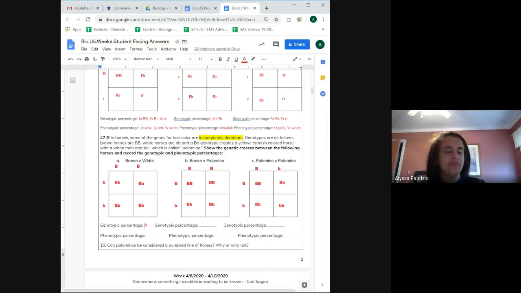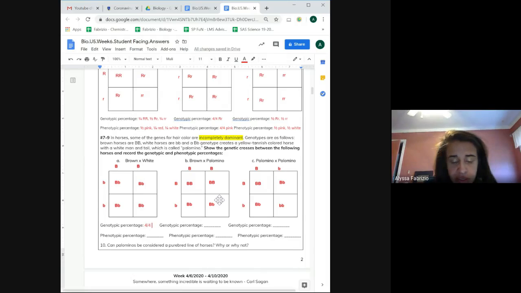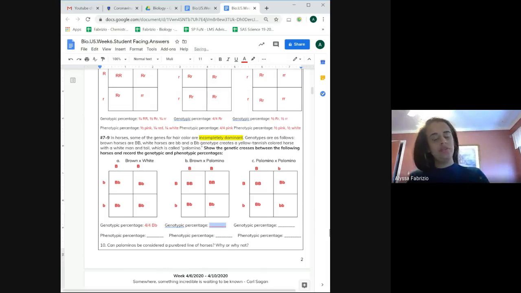So what does that mean? Basically, we're just looking at what the genotype is. How many of the genotype are this heterozygous genotype? 4 out of 4. So 100% of them, if you cross a brown horse with a white horse, are going to be the heterozygous genotype. What about for this when we cross a brown with a palomino horse?